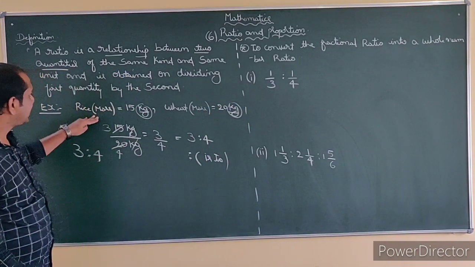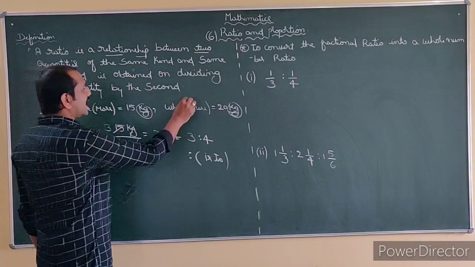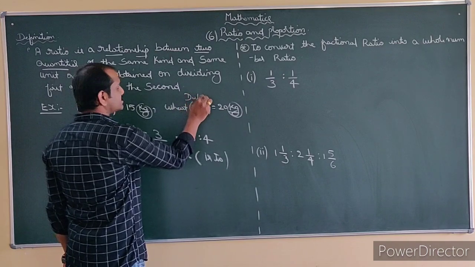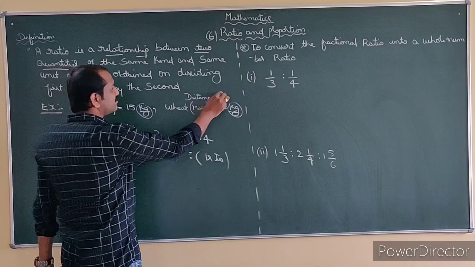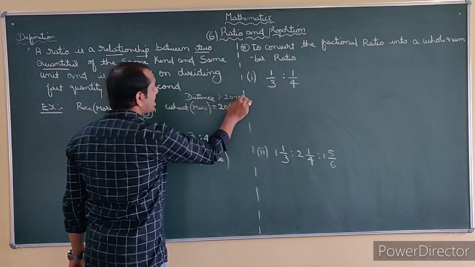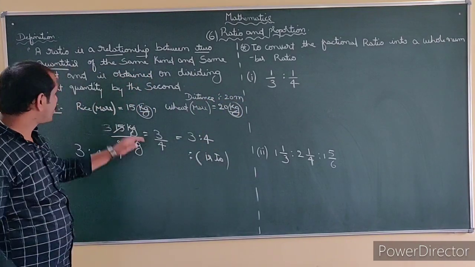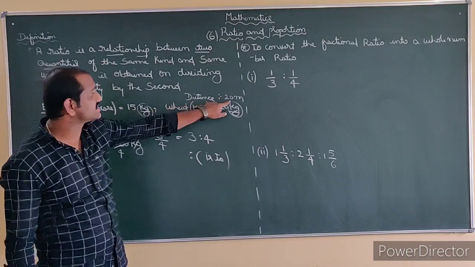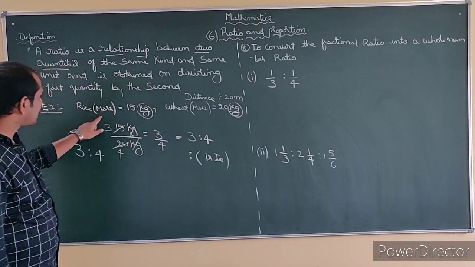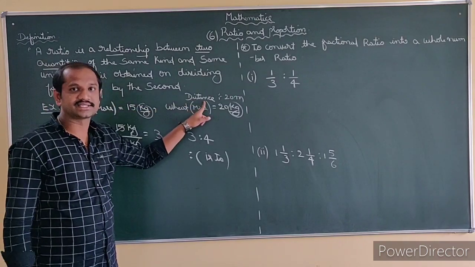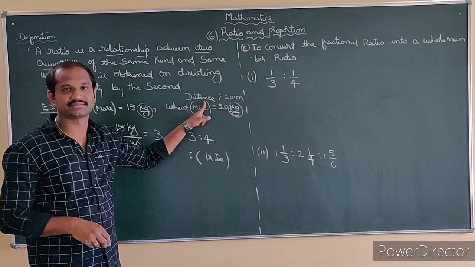Now, for example, if I take rice 15 kg and distance. What is the SI unit of distance? You studied in physics. Distance is usually measured in meters. Now, I cannot take the ratio of rice 15 kg and distance 20 meters. Why? They are different quantities. One is mass, the other is length, that is distance. So we cannot do that.